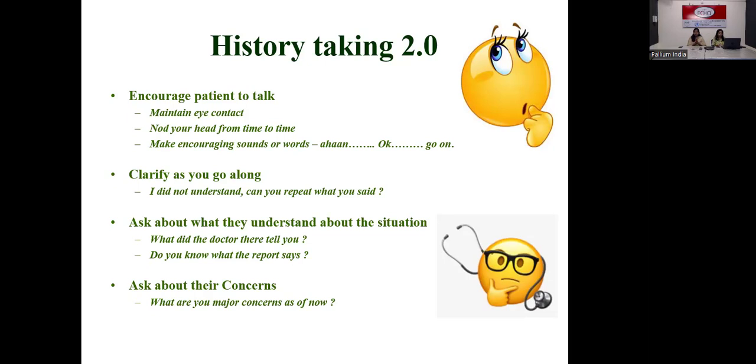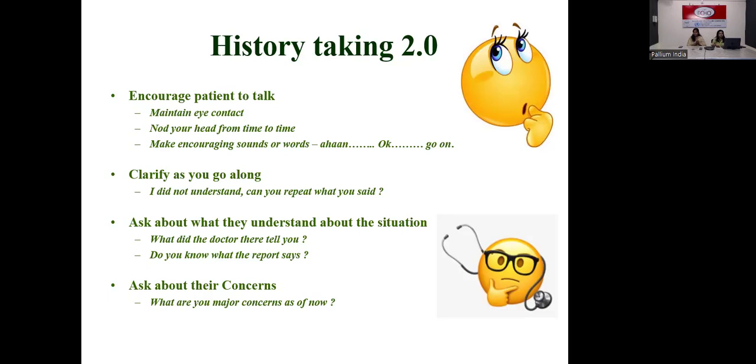Clarify as you go. Never leave space for uncertainty. If at all you don't understand what the patient is saying, make sure that you clear that and go ahead. I did not understand. Can you repeat what you said, please? Can you repeat again?